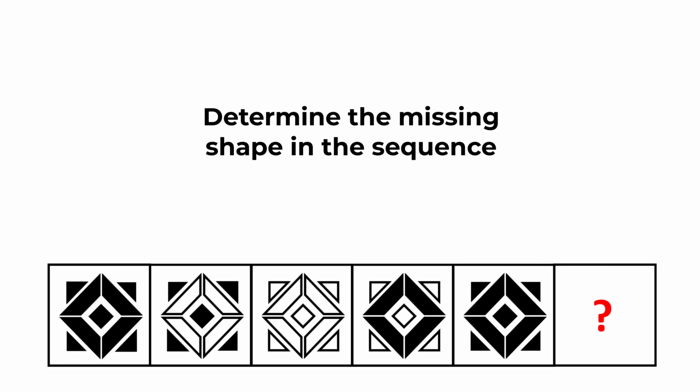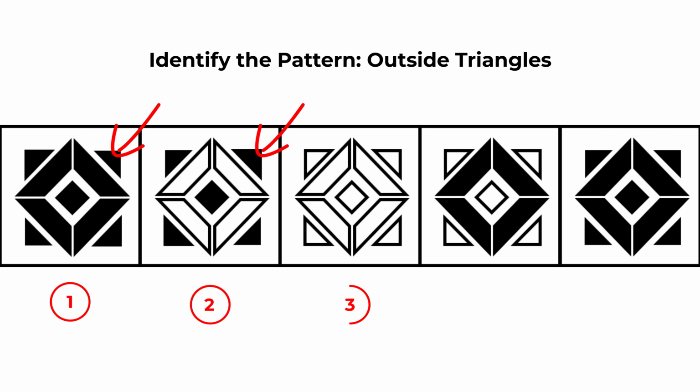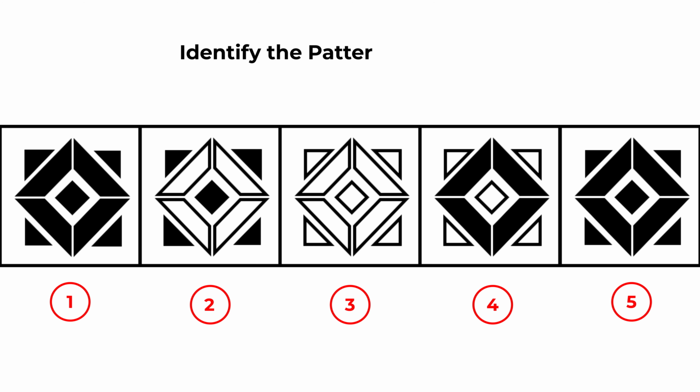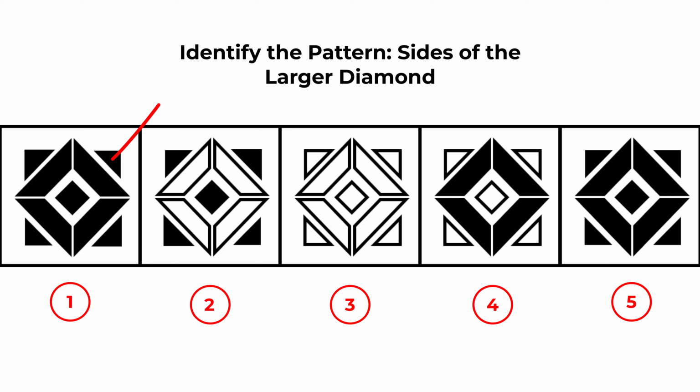Now, there is also a pattern of outside triangles. You see that the outside triangles in shapes 1 and 2 are black, in shapes 3 and 4 are white, and in shape 5 are black. Does it ring a bell? Doesn't it give you a pattern? And then the third pattern is the sides of the larger diamond. If you look closely, you see that the sides of the larger diamond in the first shape are black, then we have 2 white shapes, and then 2 blacks again.